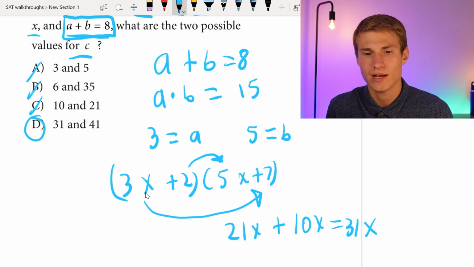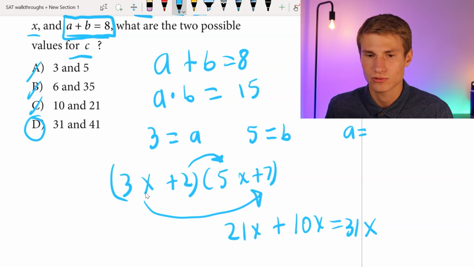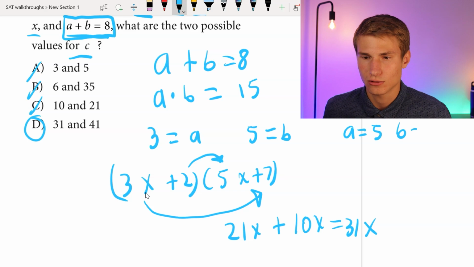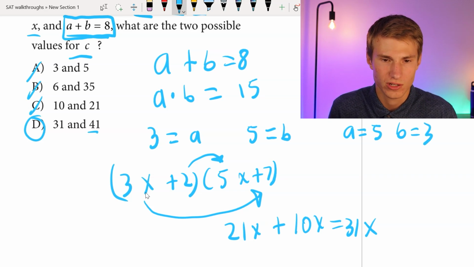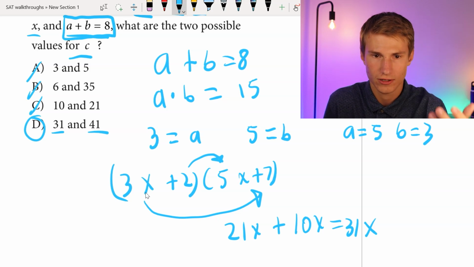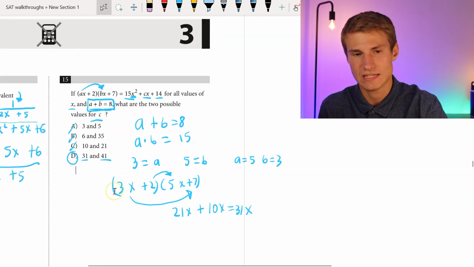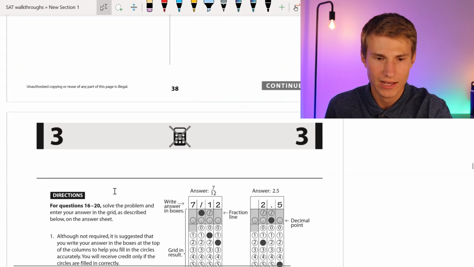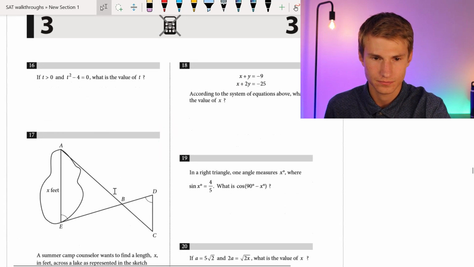Keep in mind, if you were to switch these and say that a is equal to 5 and b is equal to 3, then you would end up getting 41x. So the two possible values for c are 31x and 41x. So values for c: 31, 41. Answer there is going to be D. All right, moving on, we would go ahead and do number 16.